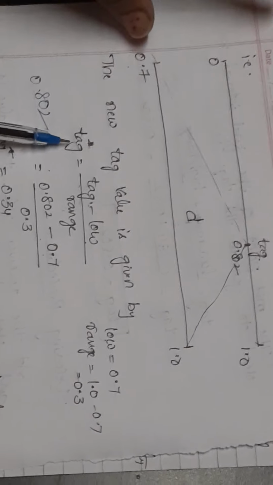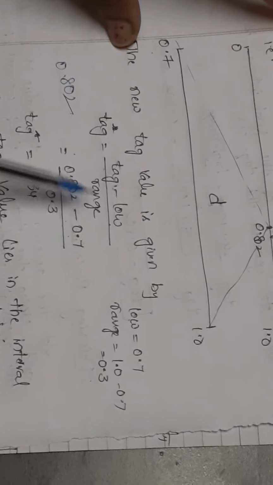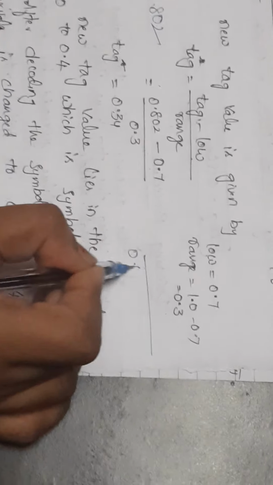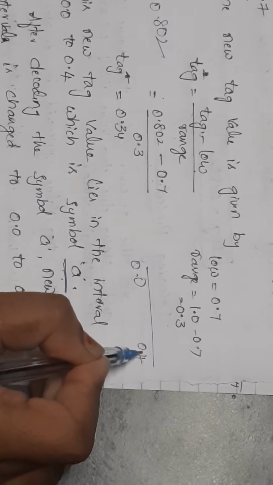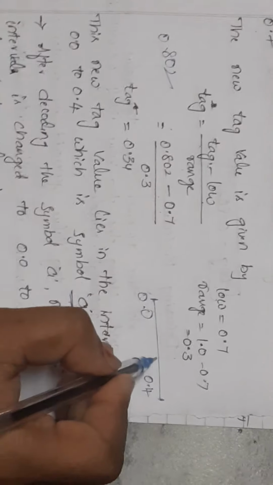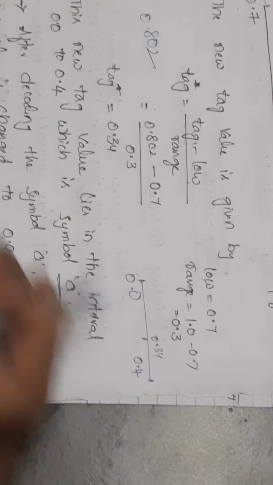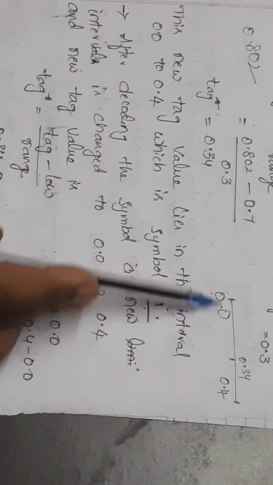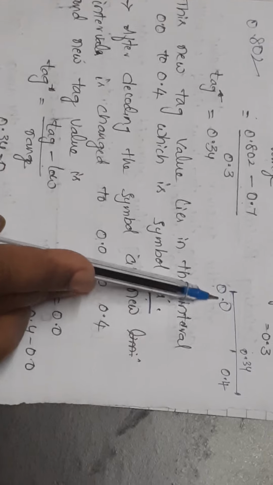Then after decoding this A symbol, once again consider the same equation, tag minus low divided by range. So now the low value is nothing but, depending upon the new interval, 0.0 to 0.4, because here I got 0.34 as the next tag value. So here the low value is 0 and the range is nothing but 0.4 minus 0.0. So after calculating here I got 0.85.